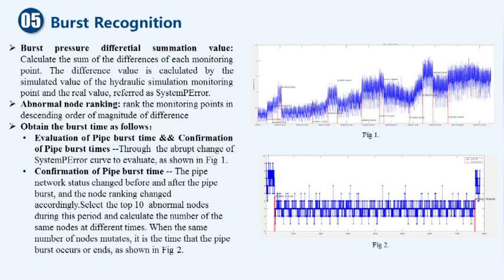First is the original evaluation of pipe burst time: the pipe burst time is confirmed through the abrupt change of the system error curve, as shown in Fig 1. Second is the confirmation of pipe burst time. The pipe network status changed before and after the pipe burst. Select the top 10 abnormal nodes during this period and calculate the number of the same nodes at different times. When the number of the same nodes mutates, it is the time that the burst occurs or ends, as shown in Fig 2.